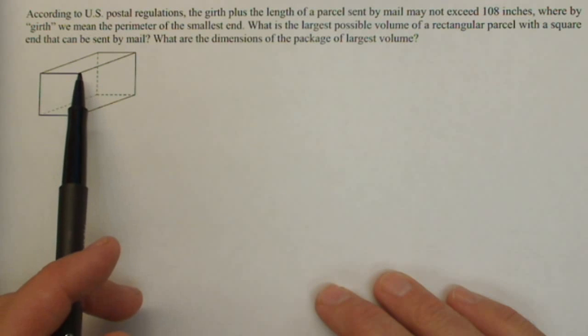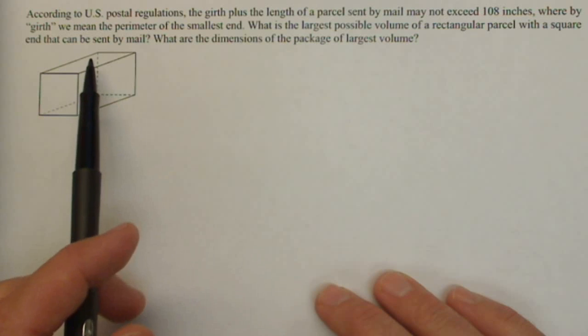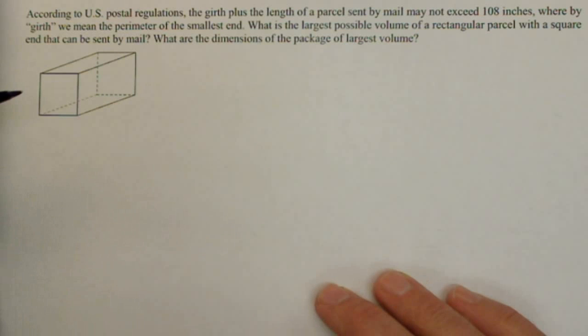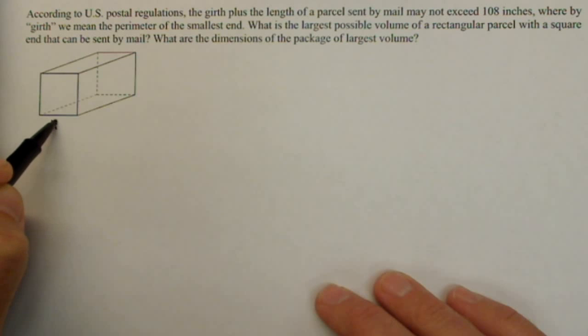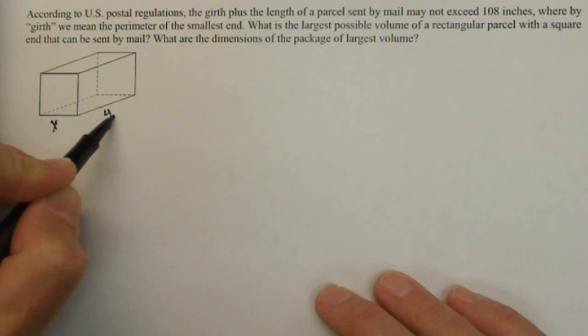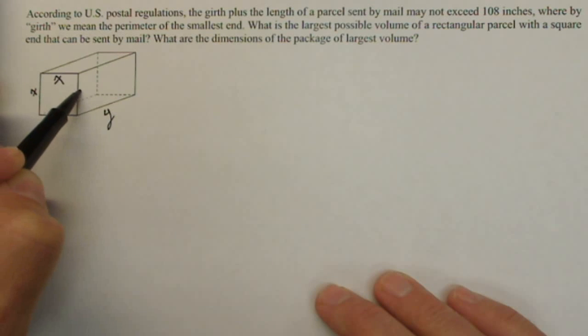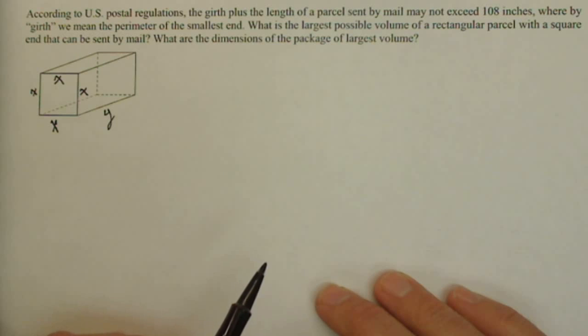The girth is the perimeter of the smallest end. Since it's rectangular, this end is going to have the same perimeter as this end. And then we have the length here. So let's get some variables here. We'll label this end x and this length y. Now if this is x, this is also x, this is also x, this is also x.